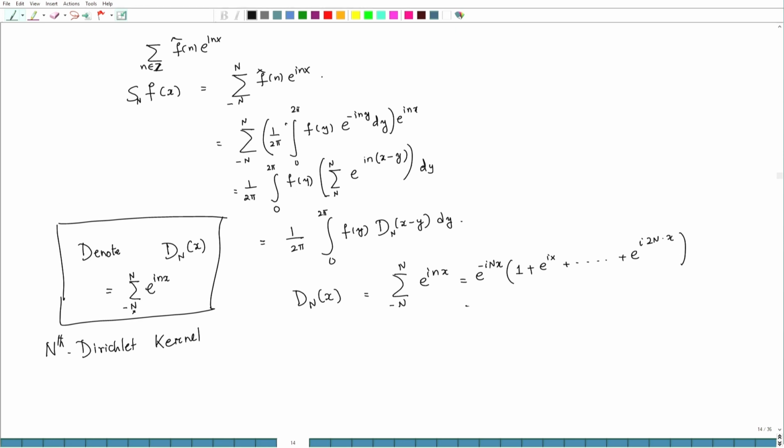Now, this is a geometric progression, so all of us know how to add it. In a geometric progression, the sum is going to be 1 minus e to the power i 2 n plus 1 of x divided by 1 minus e to the power i x.